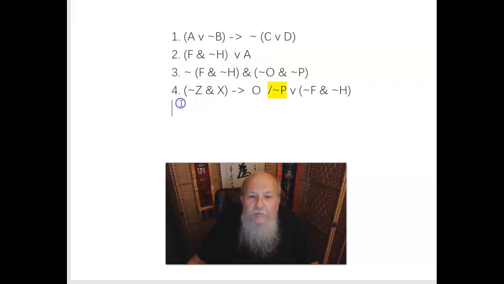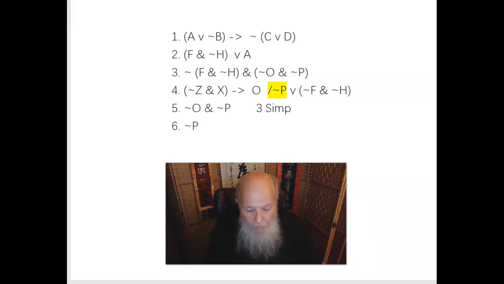So I can use simplification, right? So I simplify from line 3 and get not O and not P. And that's from line 3 by simplification. Then I can get my not P from line 5 by simplification. And then I can just use addition, that magical rule.